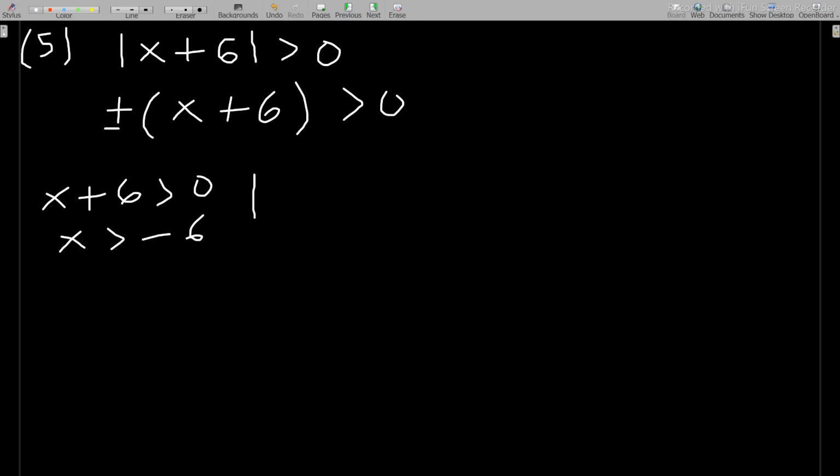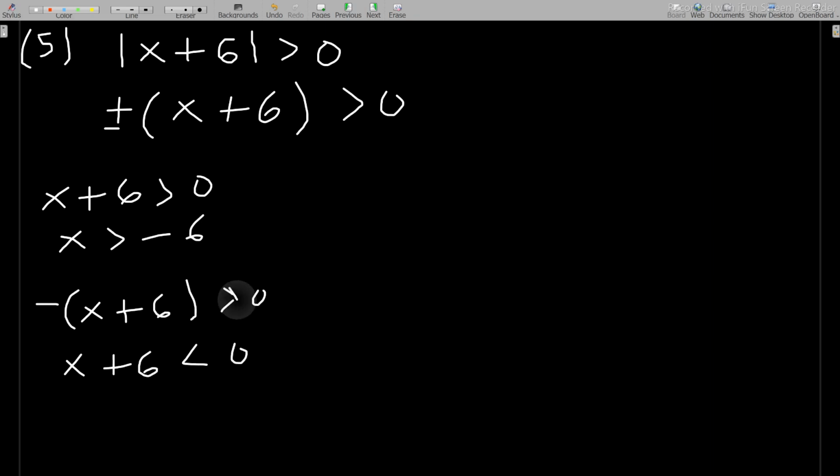Then we solve the other part. Minus times x plus 6 is greater than 0. Then you divide through by negative 1, and so it means that you get x plus 6 is less than 0, because this is an inequality. When you are dividing through by a negative, the sign will change. So I have x is less than negative 6.